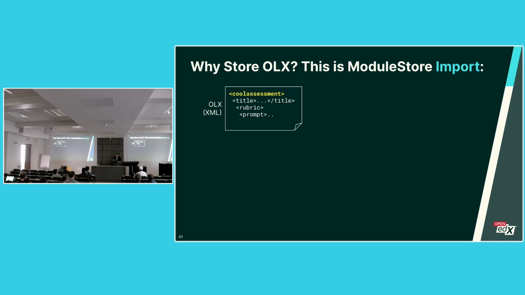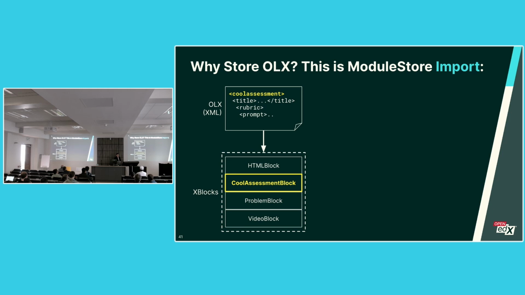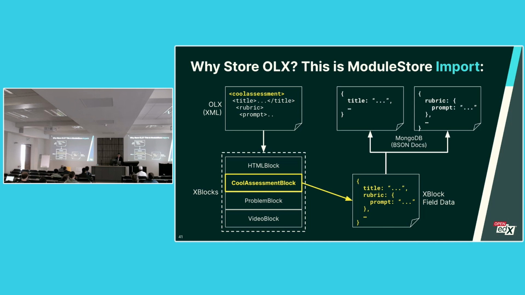To explain this, I'm going to run through what ModuleStore import looks like. You start with some OLX, and based on the tag, which is cool assessment here, we figure out what XBlock this OLX maps to. Then the XBlock parses that OLX and turns it into XBlock field data. And then our runtime knows how to save that field data into MongoDB.